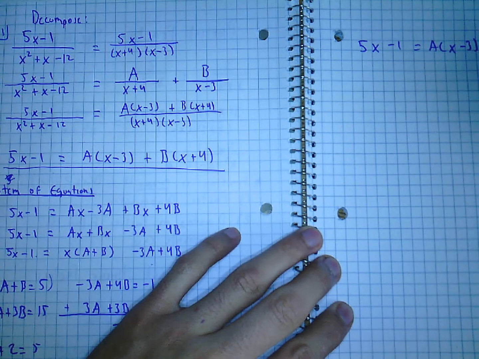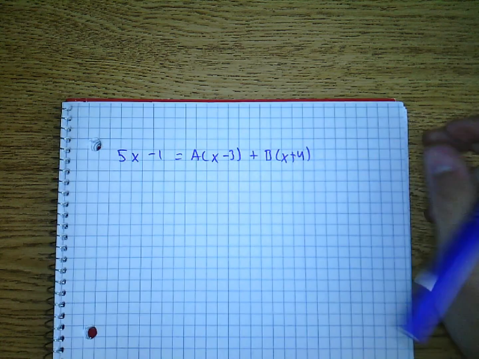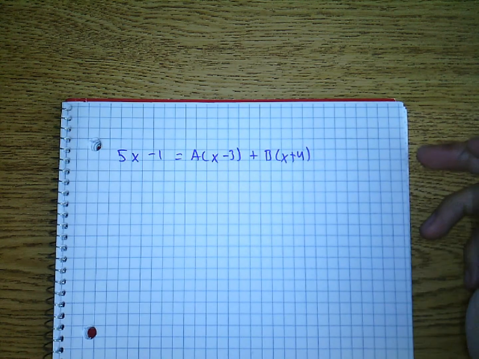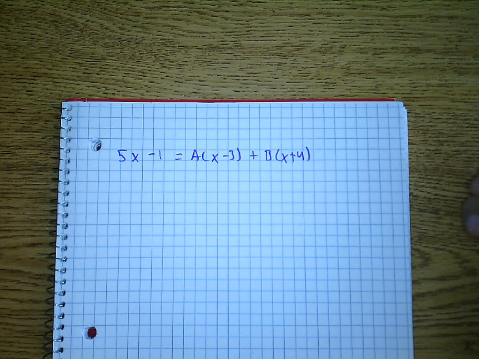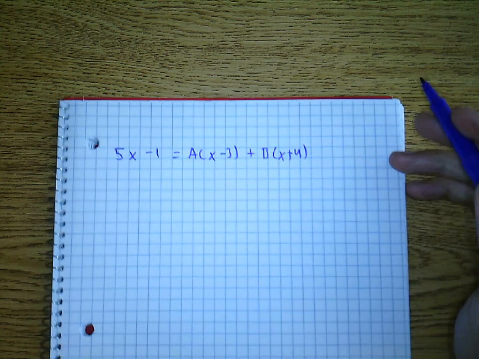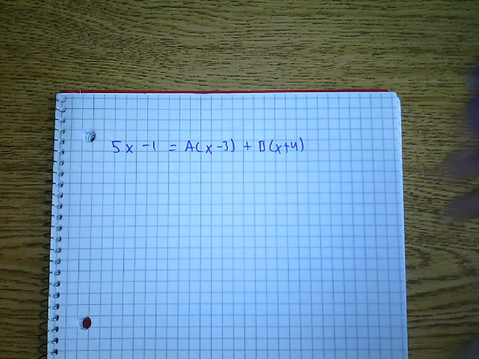I don't really know what to call this method. It's just something that I thought at some point was easier. If you like it, great. If you don't, then use the system of equations. Okay? Here's what I thought of. Look at this expression. Can you think of an x value that would make something go to 0?